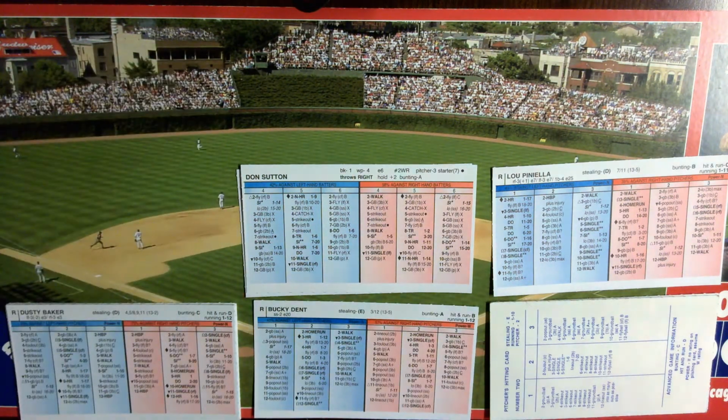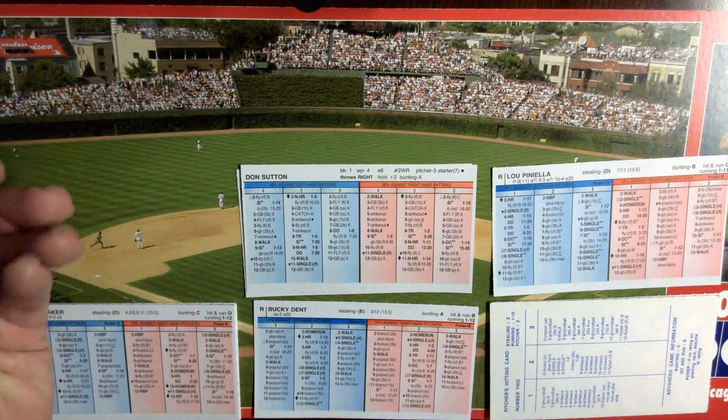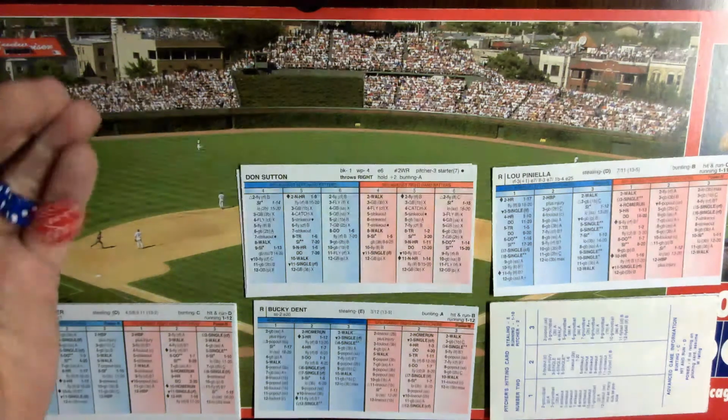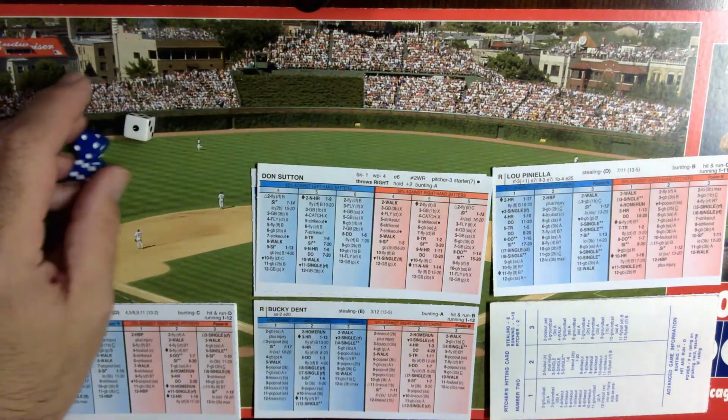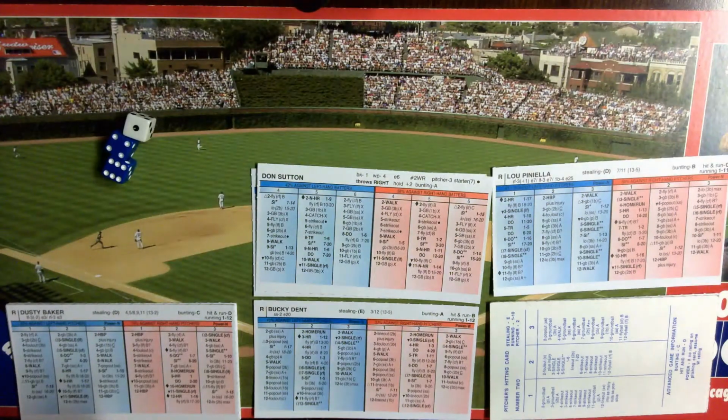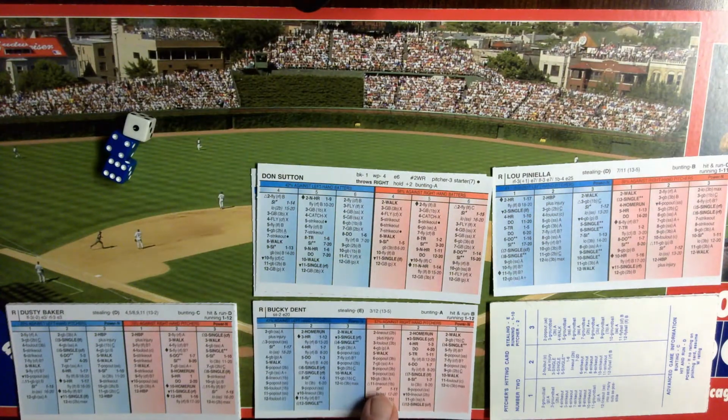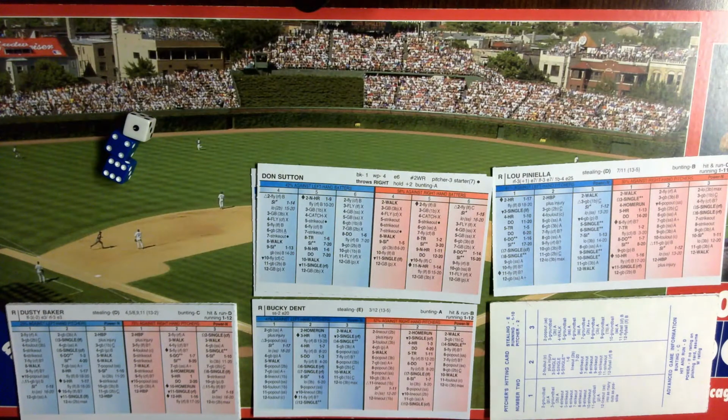So we have Bucky Dent up. Piniella is not much of a base running threat here. He will be held at first base, however. Dent will swing away. That is a 1 and a 10. A 1 and a 10 against a right-handed pitcher is a ground ball third base A. So ground ball third base A. Batter out, runner on first out, double play. So that'd be a 5-4-3 double play.